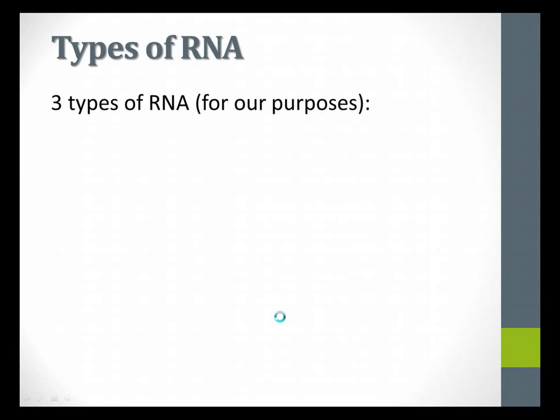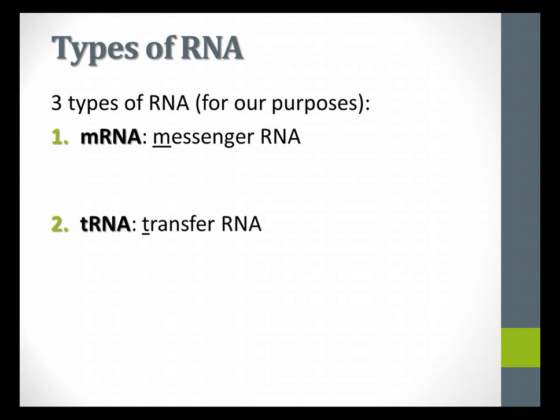All right, we have 3 types of RNA. I want you to know these. We're going to go into them in a little bit more detail. So for our purposes, we're just focusing on 3 types. We have mRNA, which is messenger RNA, tRNA, which is transfer RNA, and rRNA, which is ribosomal RNA. So make sure you have those and just a little bit of room for a blurb about them.